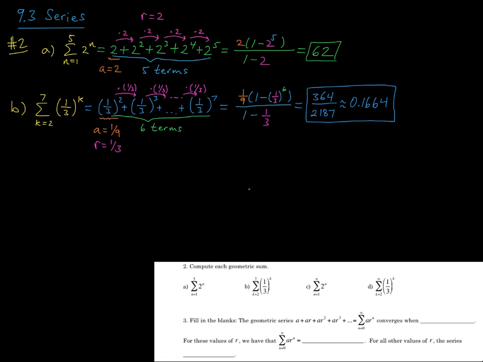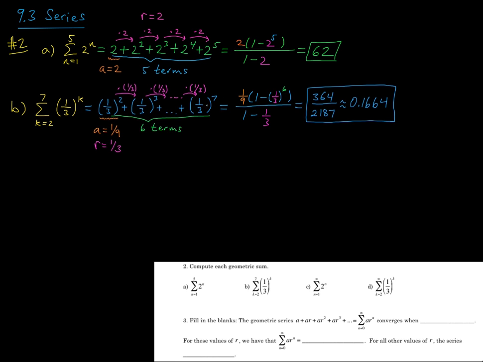To do that, a, the first term, 1/3 squared, is a 9th. r, the common ratio: we're just multiplying by 1/3 to get from term to term in the sum, so r is a third. And here we're summing a total of 6 terms, since the index k varies from 2 up to 7.